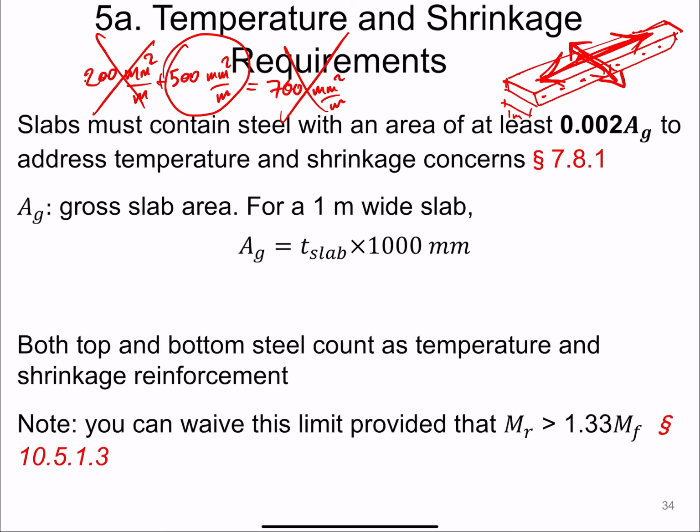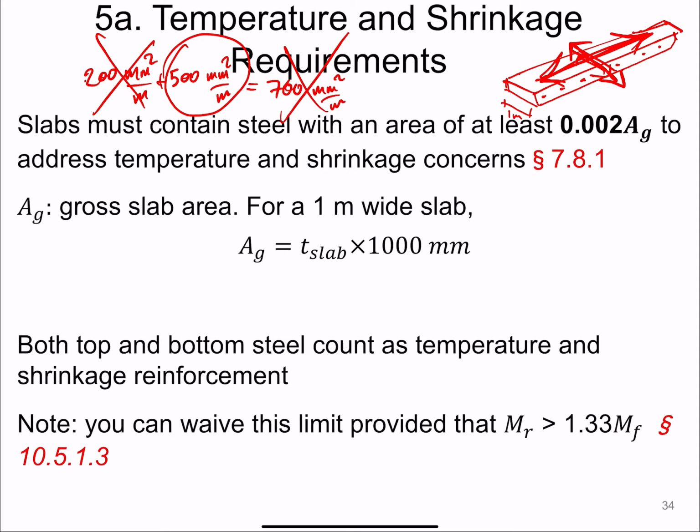Now, just a note: you can waive this limit if the resisting moment is bigger than 1.33 times the factored moment, because this means that you are going to have excess reinforcement. If you're providing enough moment that you are 30% over the factored moment, it's assumed that you will have enough for temperature and shrinkage requirements.